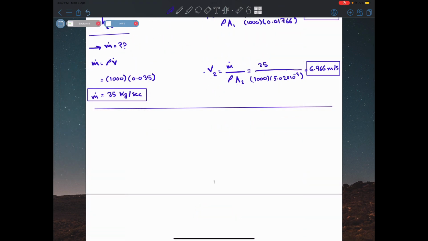Now I can find the head loss from the energy balance equation, and we have almost found all of the unknowns that were required to find the head loss. So I will plug in the equation of energy balance.